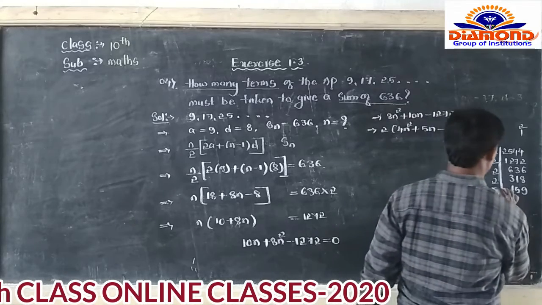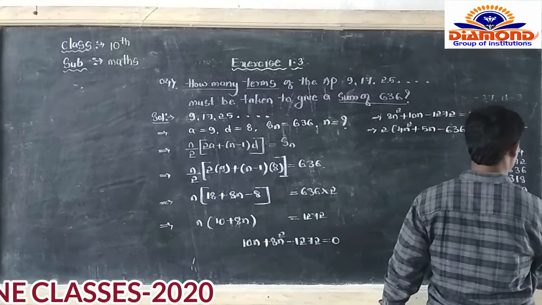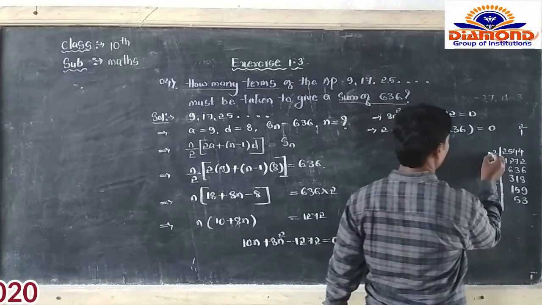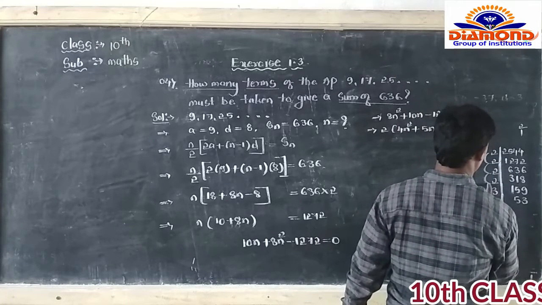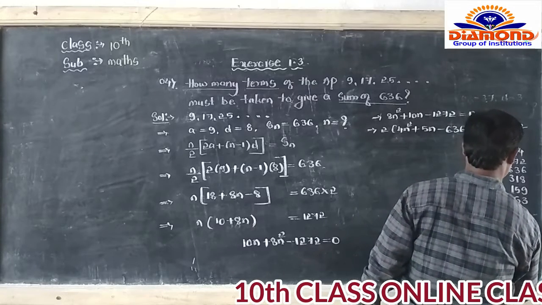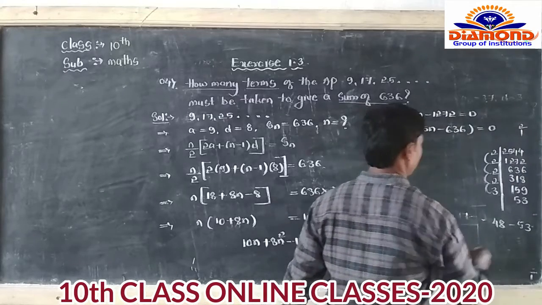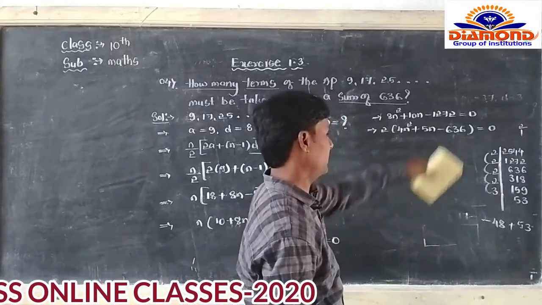Next, we are taking 3 5s are 15, 3 3s are 9. So 53 is the prime number. Now 2 2s are 4, 4 2s are 8, 8 3s are 24, 8 2s are 16, 16 3s are 48. 48 and minus 53 is equal to, we got here plus 53 and minus 48 is equal to, we got here 636.